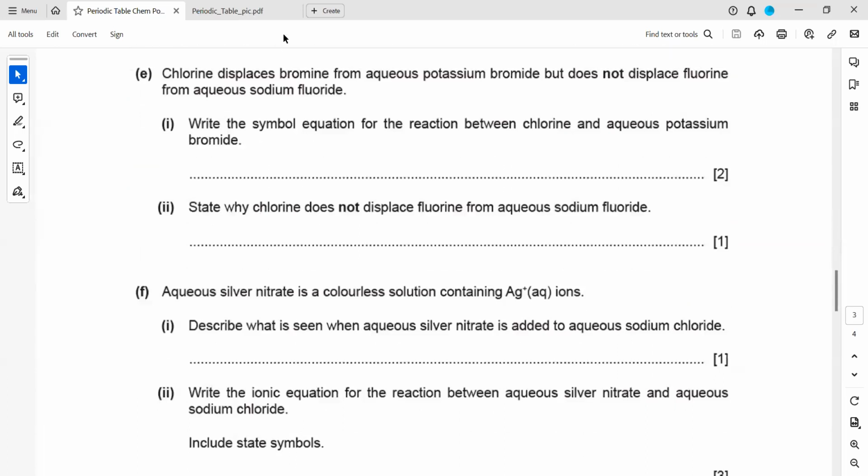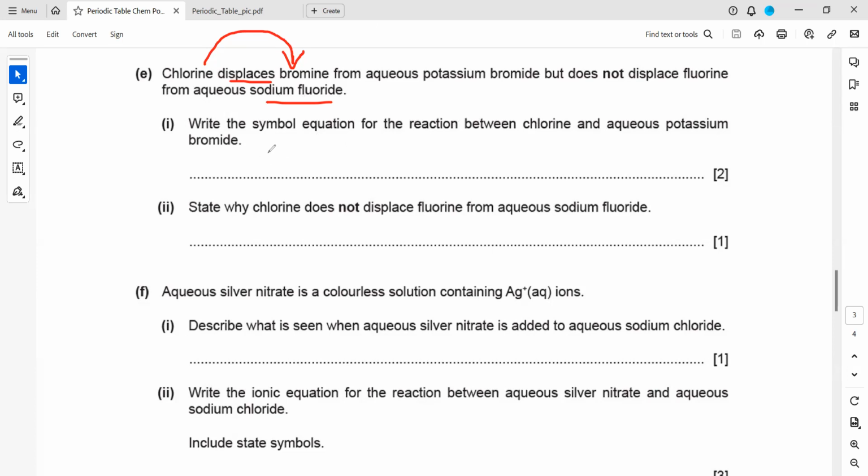In part E, chlorine displaces bromine because we know a more reactive halogen displaces the less reactive halogen from an aqueous potassium bromide, but does not displace fluorine from aqueous sodium fluoride. Write a symbol equation for the reaction between chlorine and aqueous potassium bromide.